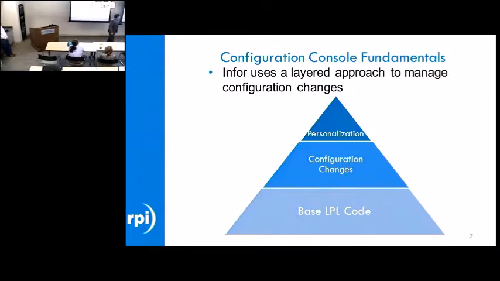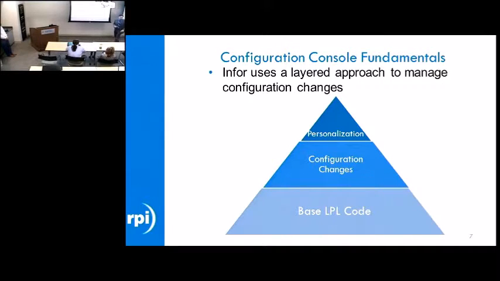And then I talked about earlier how the personalizations, configurations, and base code are all managed. In the database, you actually have a chunk of base LPL code. It's the standard Lawson delivered LPL. On top of that, you add your configuration changes, and on top of that, you add your personalizations. So it's like a layered approach. If you have a personalization or configuration, you'll come down through here, and this will be what wins. But you always default back to this.